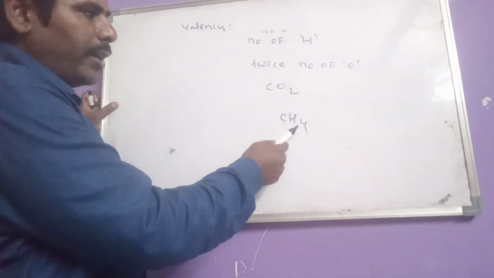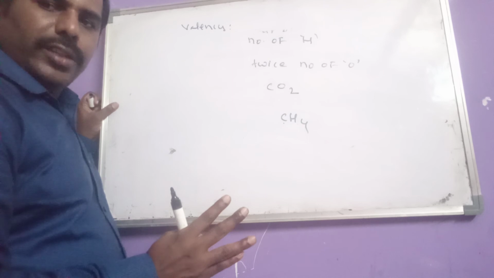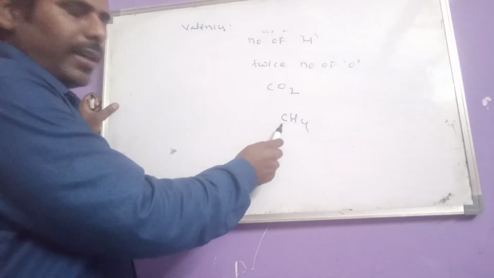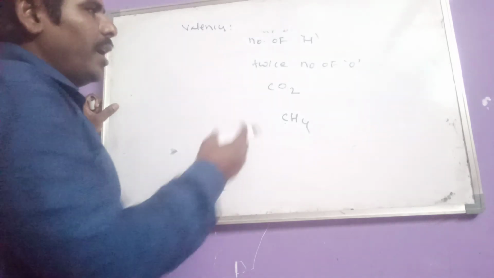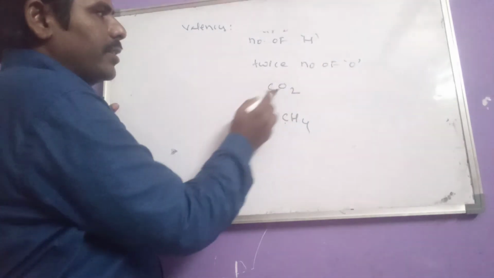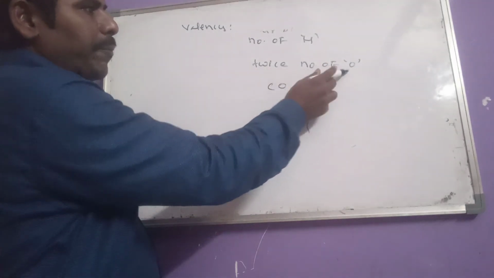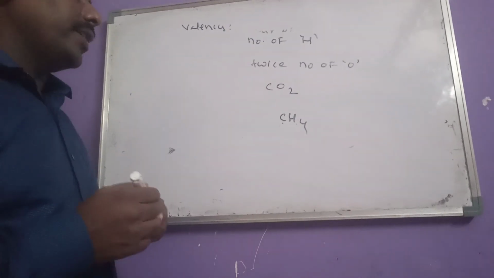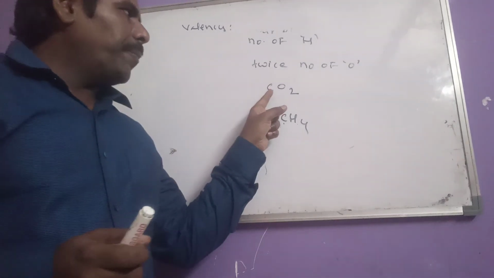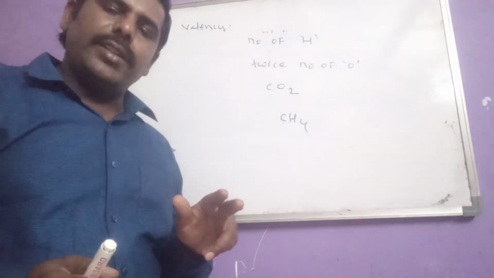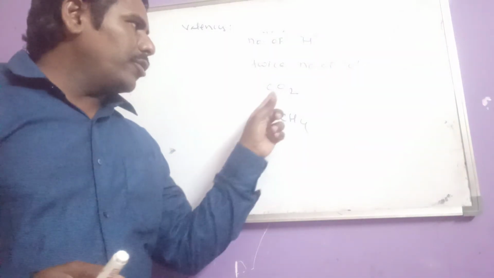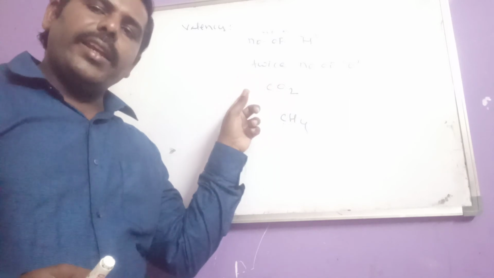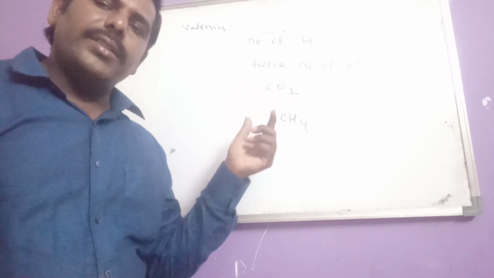As carbon is bonded with 4 hydrogen atoms, in this compound carbon valency is 4. And according to oxygens, twice the number of oxygen atoms is the valency. So here carbon is bonded with 2 oxygen atoms. Twice 2 means 2 twos are 4. So again here also carbon valency is 4 only.